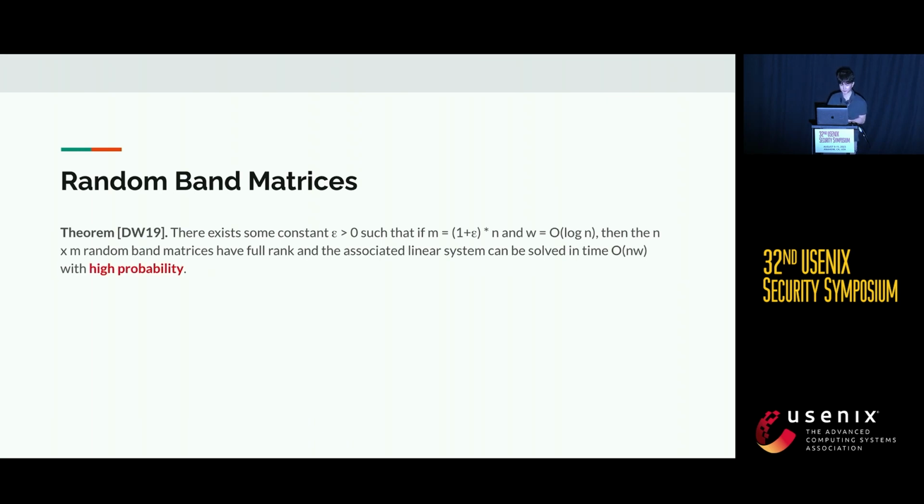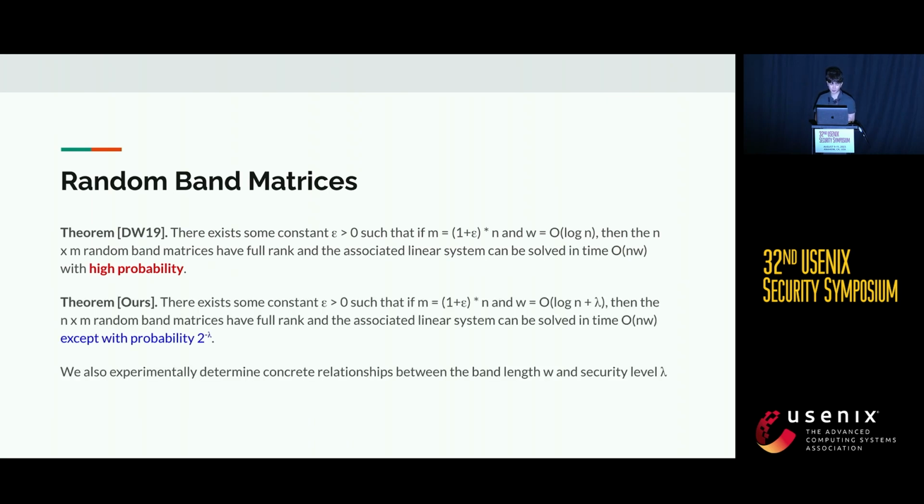But obviously in cryptographic settings, high probability is usually not enough. So in our paper, we extend this and show that if the band length, or the interval width, is only larger by an order of lambda, then the random matrix can be solved with probability negligible in lambda, with the same running time asymptotically. And in our paper, we also experimentally determine concrete relationships between the band length W and the security level lambda.